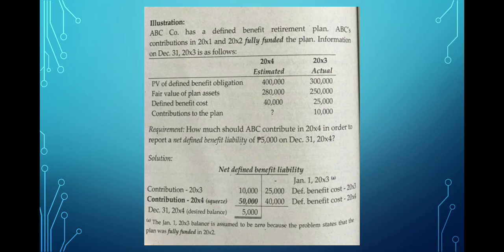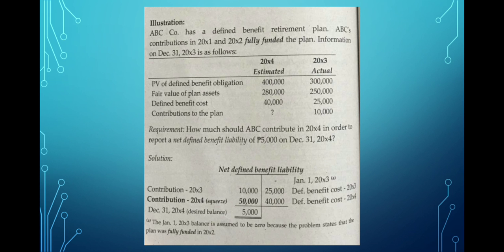ABC Co. has a defined benefit retirement plan. ABC's contributions in 20X1 and 20X2 fully funded the plan. Information on December 31, 20X3 is as follows. So let's take a look at the table. And our requirement is: how much should ABC contribute in 20X4 in order to report a net defined benefit liability of 5,000 pesos on December 31, 20X4? We have a solution here.